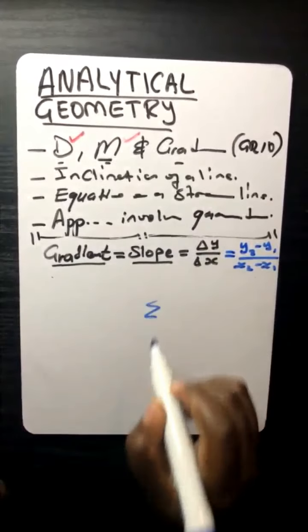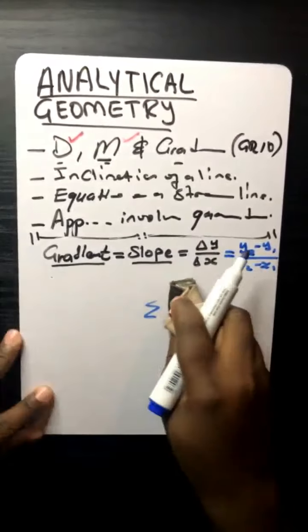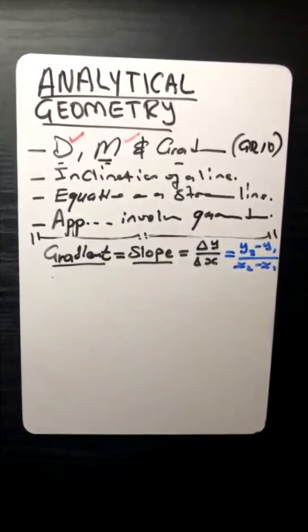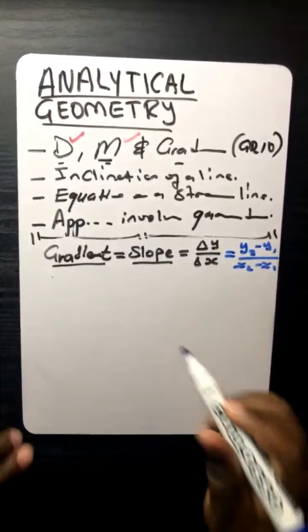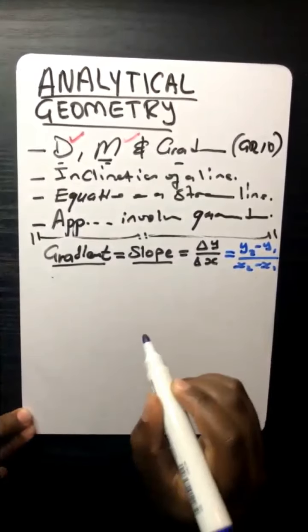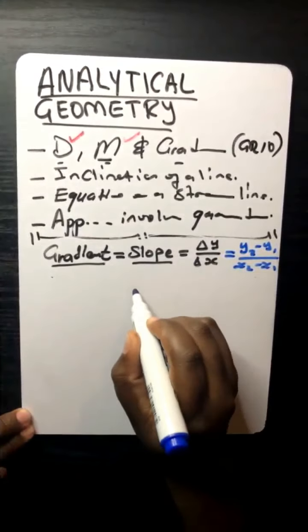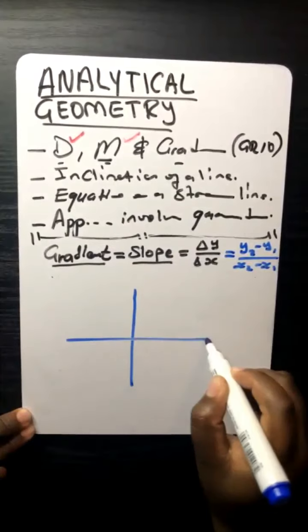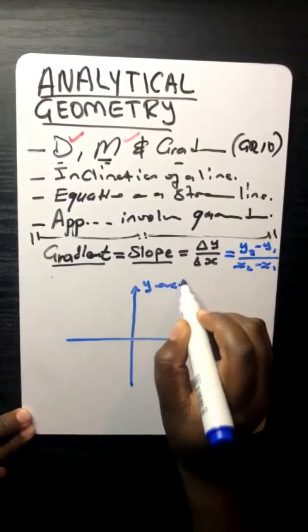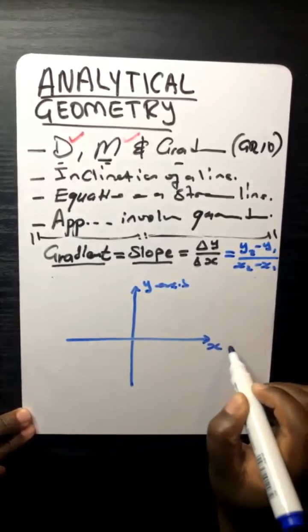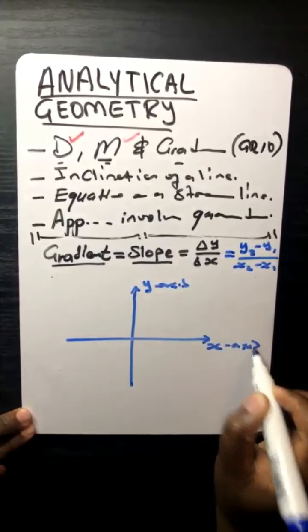Like that one, it means the sum. So just be careful of the type of symbols that you're dealing with. So guys, let's say we've got a Cartesian plane. What is a Cartesian plane? A Cartesian plane is made of two lines, vertically upwards being called the y-axis and horizontally being called the x-axis.